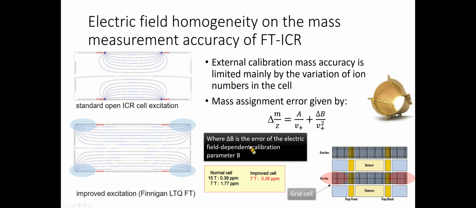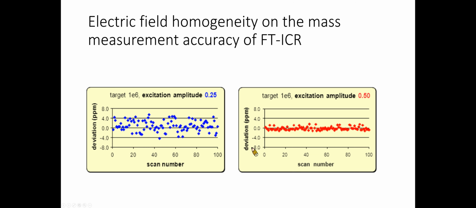The addition of grid cells reduces delta B by a factor of 4. Same effect on delta B can be achieved by increasing the frequency by a factor of 2, for instance, by exchanging the 7 Tesla magnet with a 14 Tesla one. A homogeneous electric field with reduced axial components of the excitation field allows use of higher excitation amplitude. This results in a significantly higher ion signal.